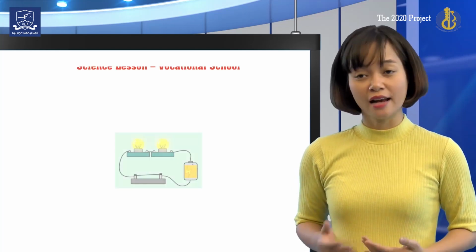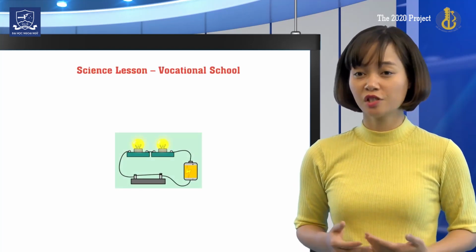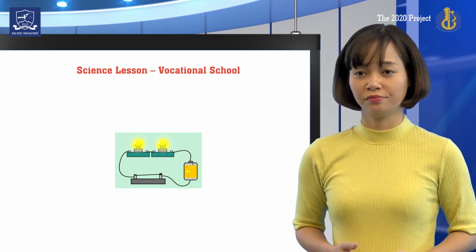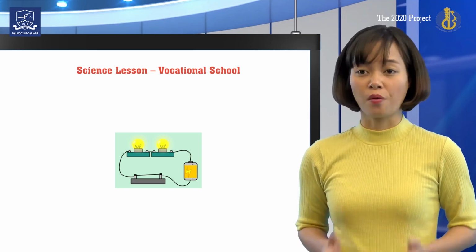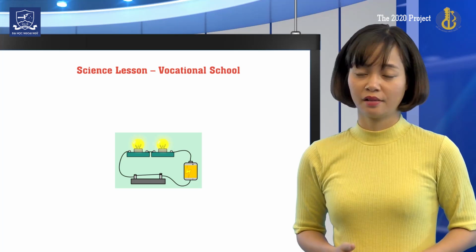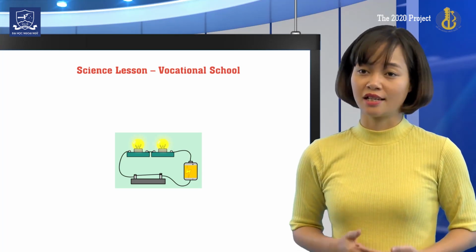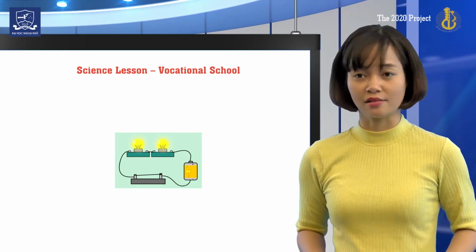Now we are moving to another class, which consists of students in a vocational school. These are different to primary school students, of course. Let's see how the teacher guides these adult students through the lesson.